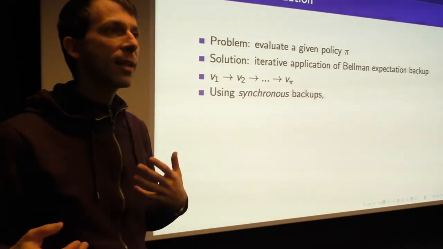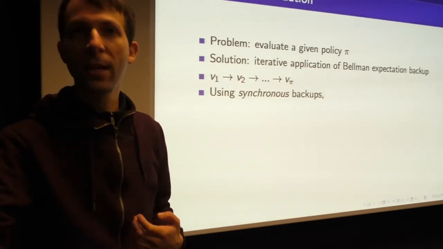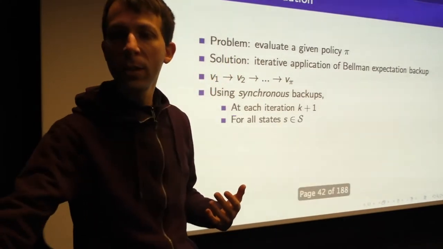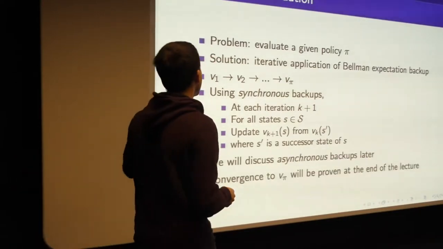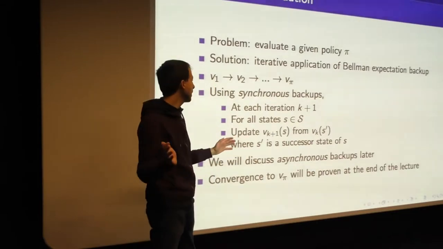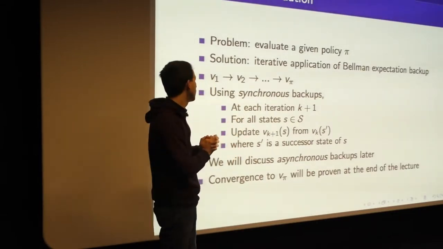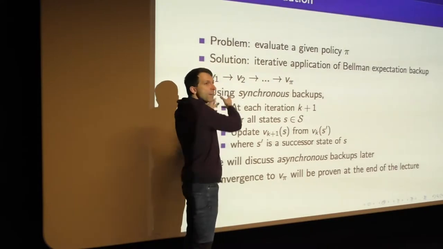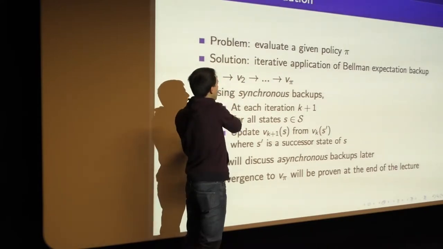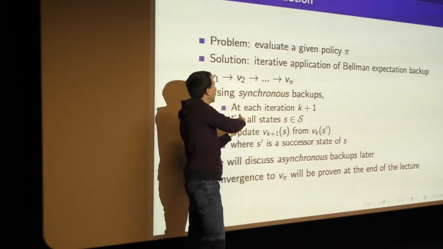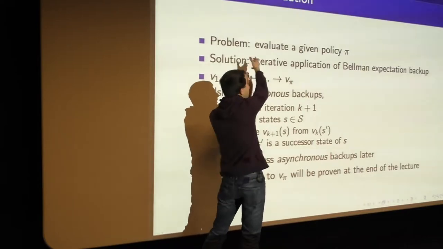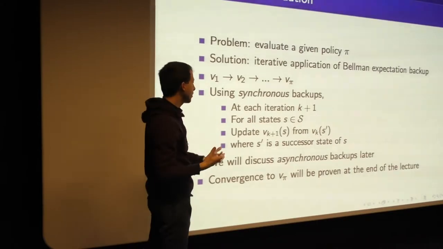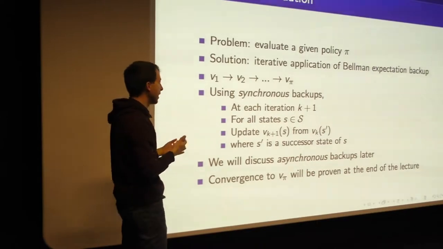And the way we're going to do this is using what we call synchronous backups. We'll see the alternative later on when we get to later slides. So what do we mean by synchronous backups? What we mean is that for every iteration, we're going to consider all states in our MDP. So we're going to sweep over all states in one iteration. We're going to start off with our previous value function, and apply our iterative update to every single state in this value function to produce a complete new value function for all states. That's called synchronous evaluation. We consider all states at every step. And we'll consider asynchronous backups later, which can be more effective. But this is the simplest case.